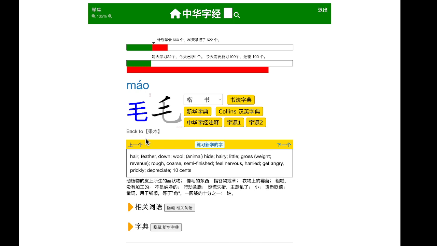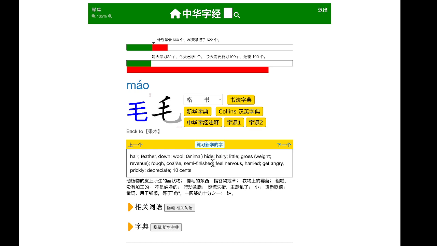Mao is a feather or hair, down or wool, animal hide, anything that's hairy. It also can mean little, depending on the context. It could be gross weight or gross revenue, gross in those contexts. When you say hairy, it can also be rough, coarse, or semi-finished, so like not smooth. You would say your carpentry project before you sand it would be mao, rough, coarse, and semi-finished.